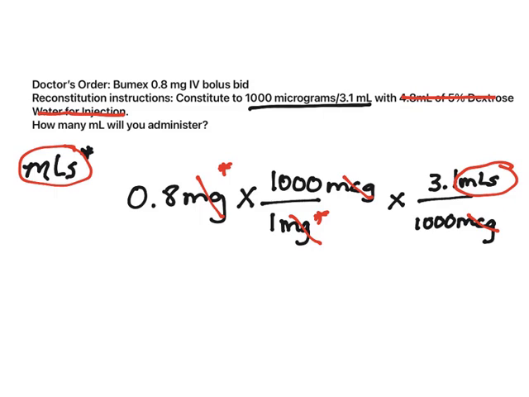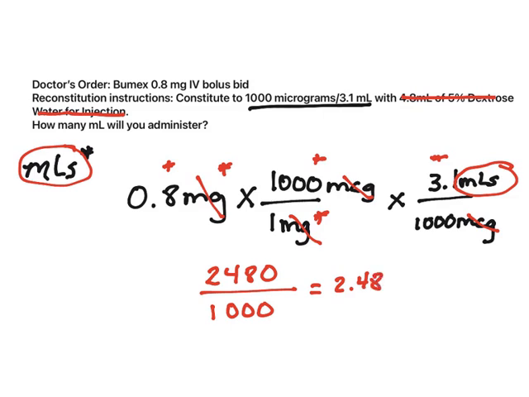Now what we want to do is multiply straight across. We're going to multiply 0.8 times 1,000 times 3.1, and you should get 2,480. Then we take the bottom and multiply straight across: 1 times 1,000 gives you 1,000. Then we do 2,480 divided by 1,000, and you get 2.48. We're going to round that to the nearest tenth, and we give 2.5 mLs.